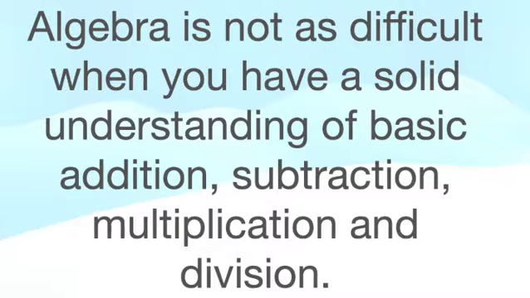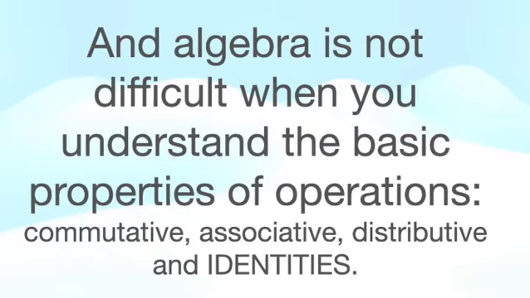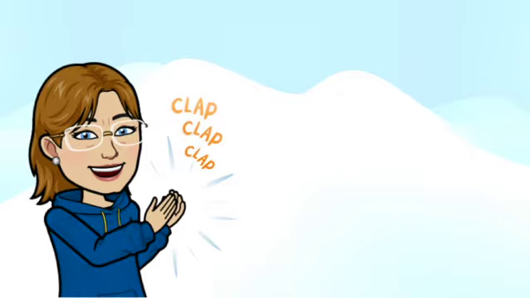Algebra is not difficult when you have a solid understanding of basic operations. And algebra is not difficult when you understand the basic properties of operations, such as the commutative property, associative property, distributive property, and the identities. I find that a lot of teachers don't think that the identities are really all that important, but the identities are what we use to solve those equations. The identities are what we use to simplify equations. And that's how you use the big one theory to solve multiplication and division equations.